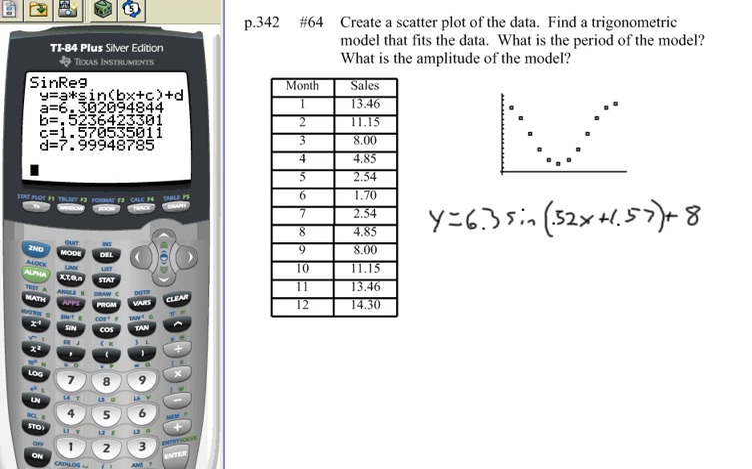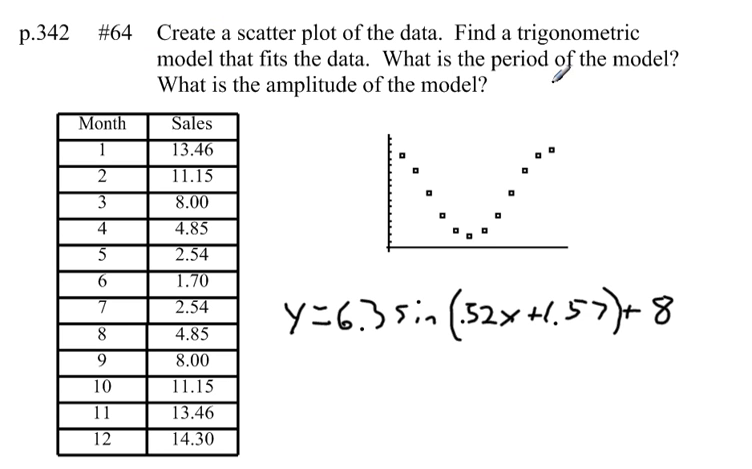Okay, let's put our calculator aside. Now the problem says, what is the period of the model? Now the period of the model should be 12 months. This repeats every 12 months. What is the amplitude of the model? The amplitude is the amount that this goes up and down. And the amplitude is given right here. So the amplitude is 6.3. So we have our amplitude of 6.3.